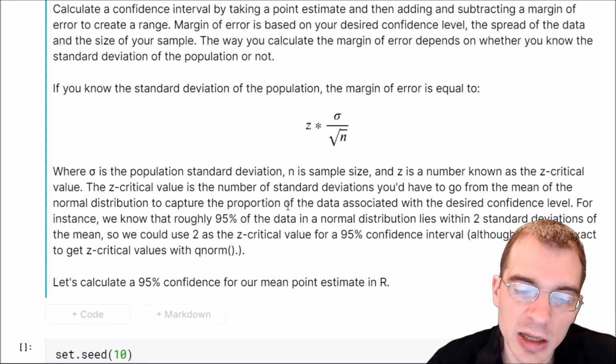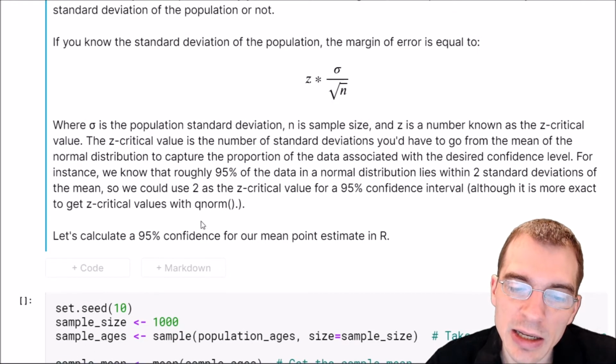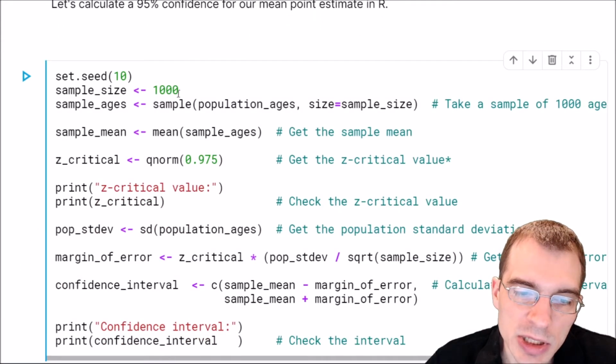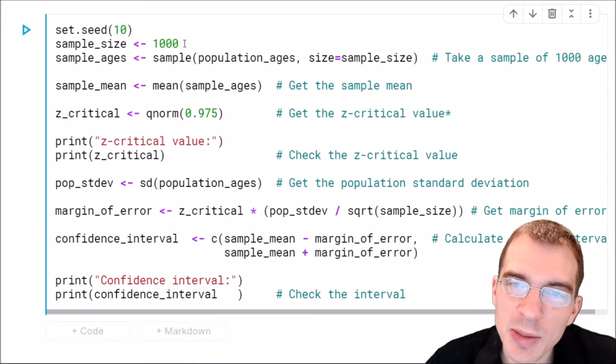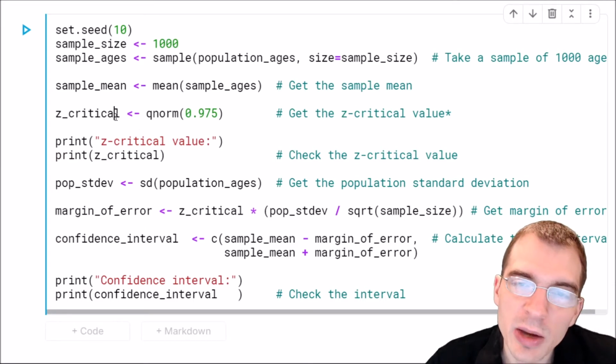But let's go ahead and calculate a 95% confidence interval for the mean point estimate that we made for our population. So to do that, we'll start by setting a seed. We're going to say our sample size is going to be 1,000. Again, we're going to take our sample from the population with size equal to 1,000. We'll store our sample mean. Now we're going to get our z-critical value. We can do that with the qnorm function, or the quantile from the normal distribution function.